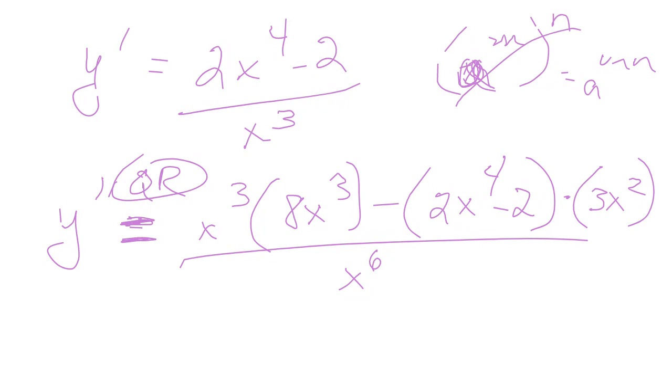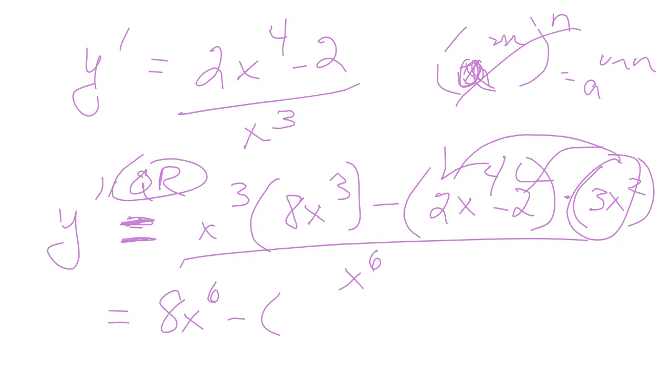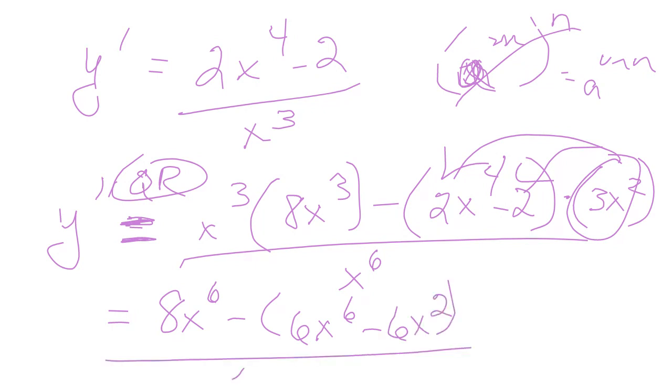All right. So get on that, and then of course, what can I do here? Multiply this through here, right? Let's try and simplify this, and then multiply these two together. So I get 8x to what power? X cubed times 8x cubed is 8x to the 6th. Same base, add exponents. And then minus the quantity 6x to the 6th, and then minus 6x squared, right? All over x to the 6th.